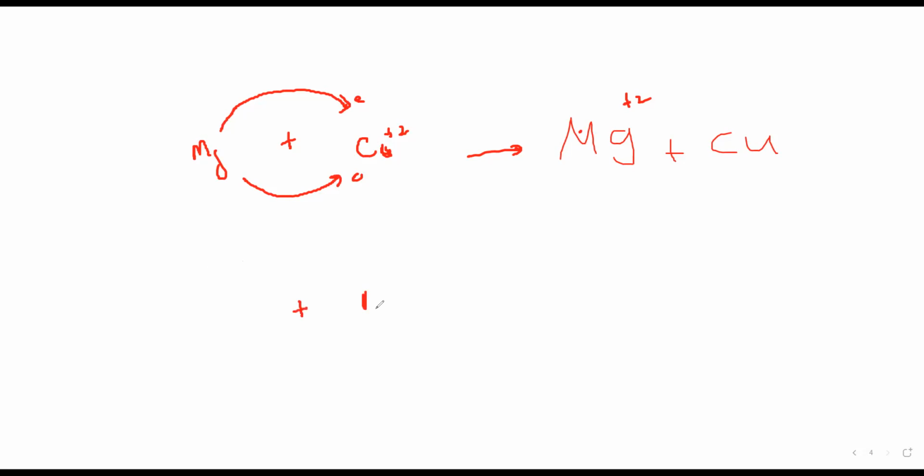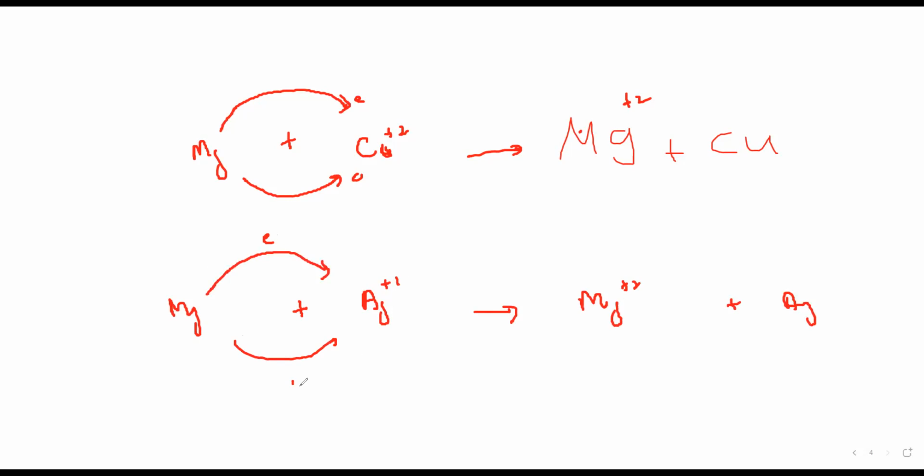But what if I repeat the same experiment? I have a silver ion and I have magnesium. Magnesium is more reactive, so it should be +2, and a silver atom will be formed. But the problem here is the equation is not balanced in terms of charge. Magnesium is losing 2 electrons, but one silver can gain only 1 electron. So how many silver ions should be there? There should be 2 silver ions to take 2 electrons, and it will form 2 silver atoms.